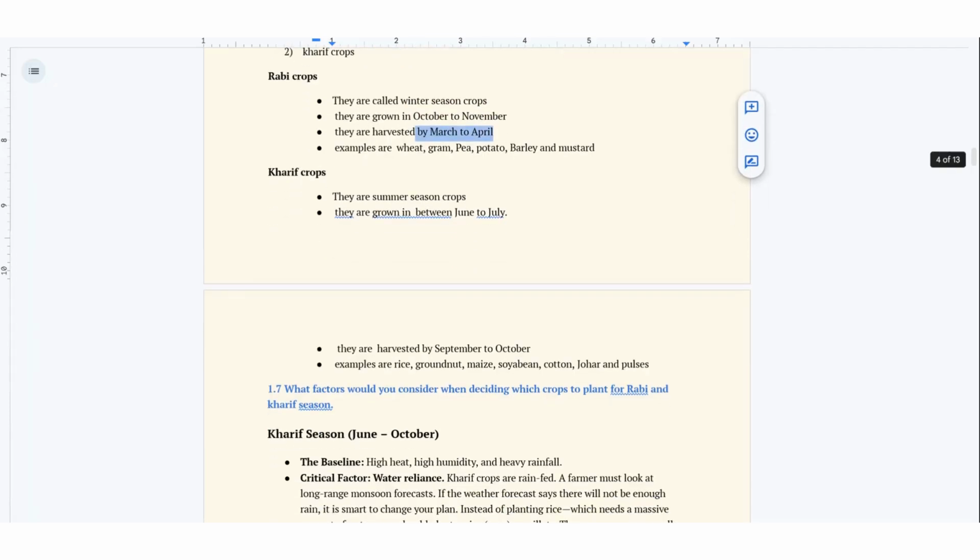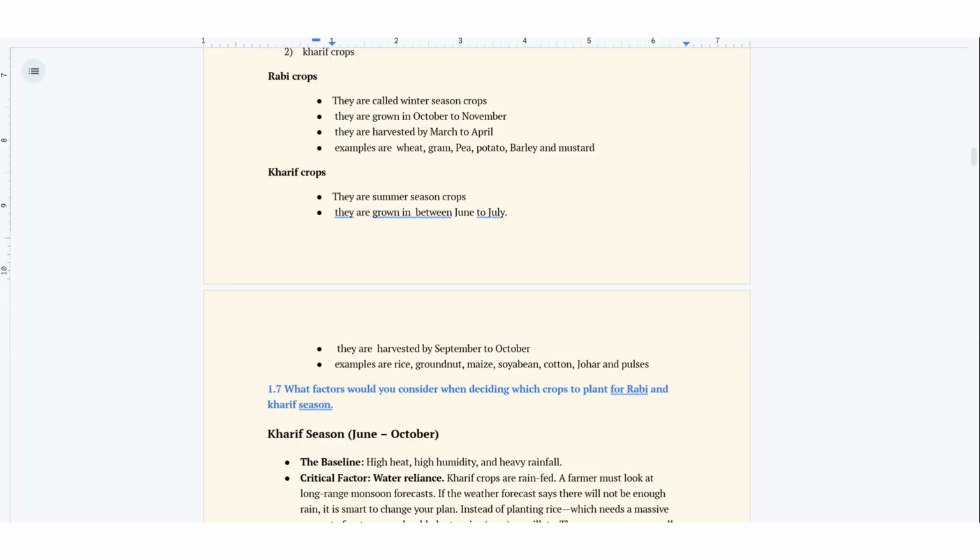The second category is Kharif crops. They are summer season crops. They grow in between June to July, harvested September to October. So June, July, August, September, October. So roughly 5 to 6 months.